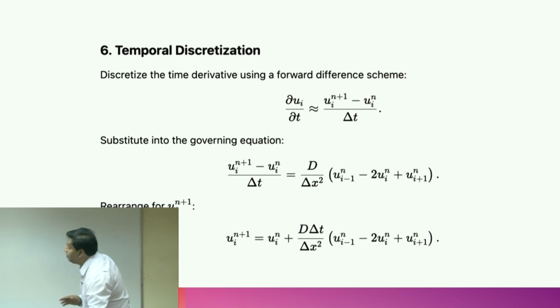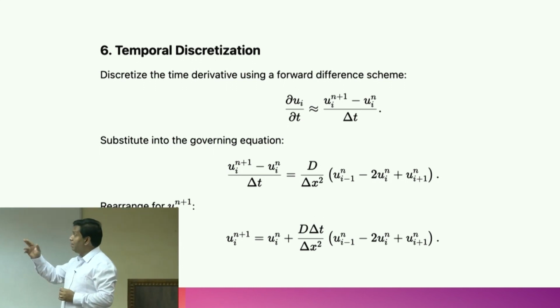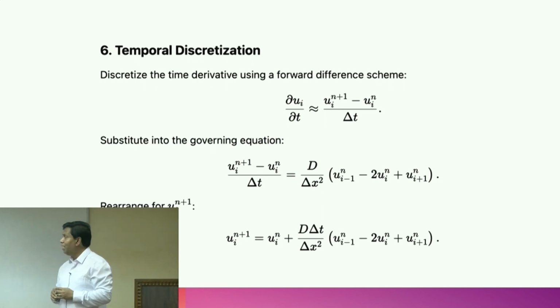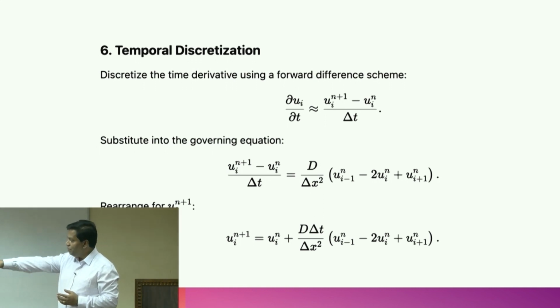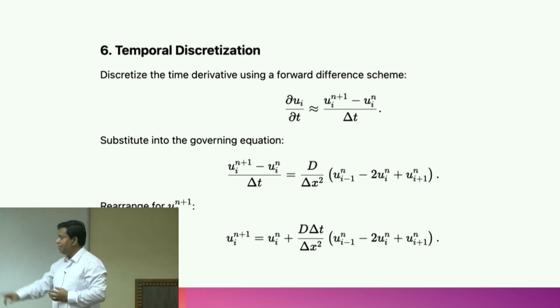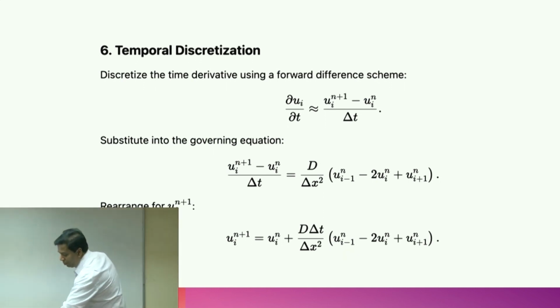Now, for the time derivative, we just use the forward difference scheme. This is always a finite difference scheme; we cannot do the finite volume scheme here. Now if we substitute it together, it becomes like this. If we simplify, you see u_i^{n+1}, the next time, is equal to this. This is the final version, and we have to solve this one.